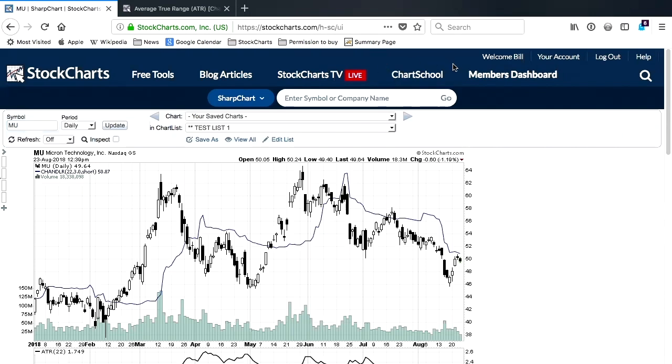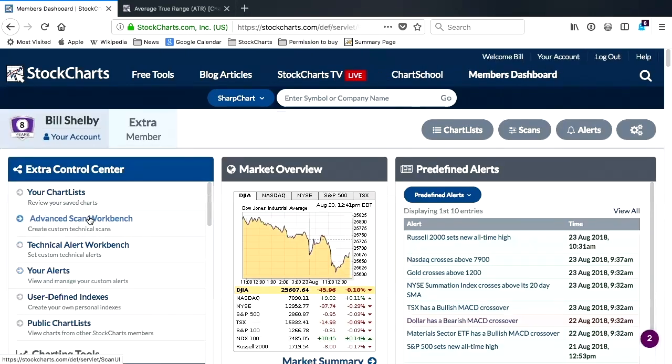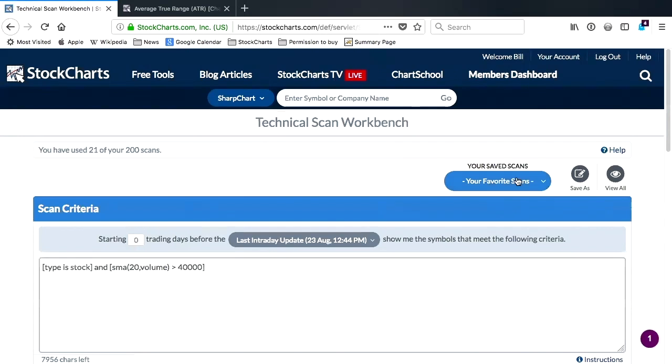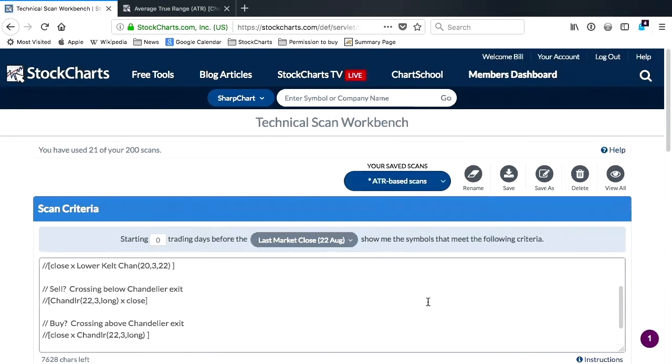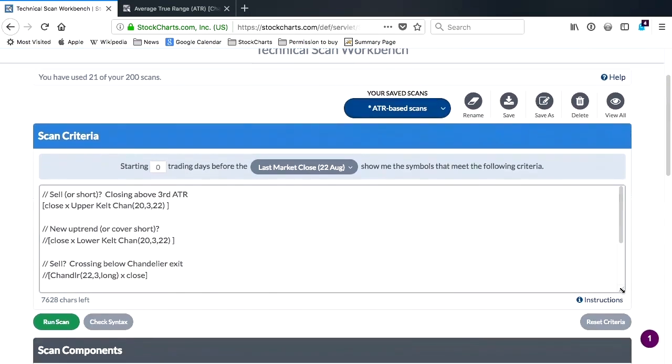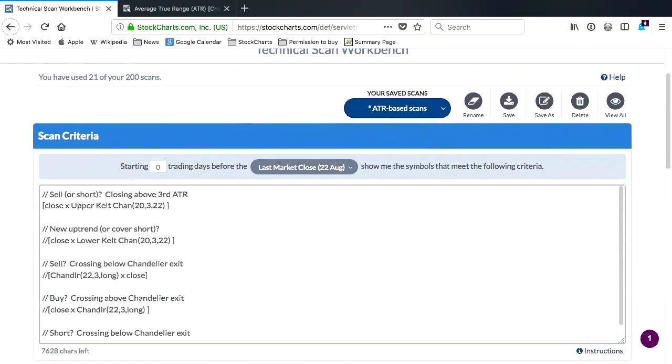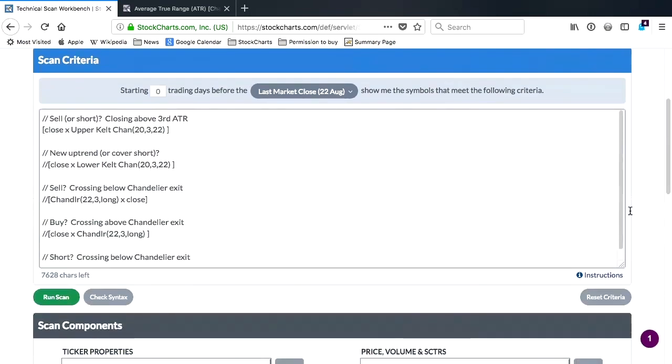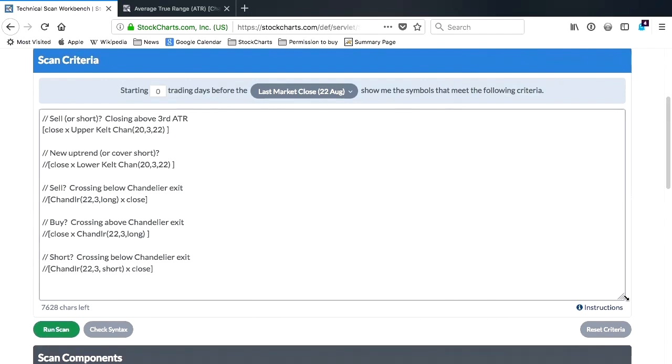So with that, let's go up to our dashboard, and I'm going to run over to our, oh, it's nice to see a little bit of bounce back in the market there. We're going to look at our advanced scans, and I saved one here called ATRs, and we'll scroll this out just a little bit. I put a few examples in here of how you may want to use both chandeliers and Keltner channels. And like I say, these can be dual purpose.